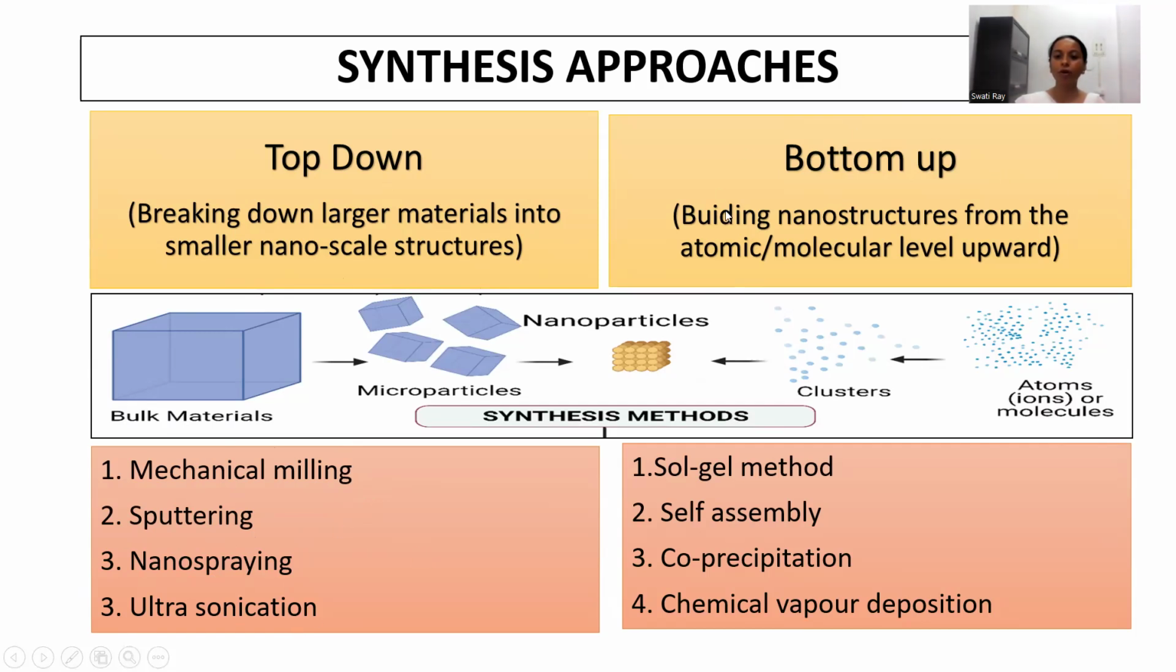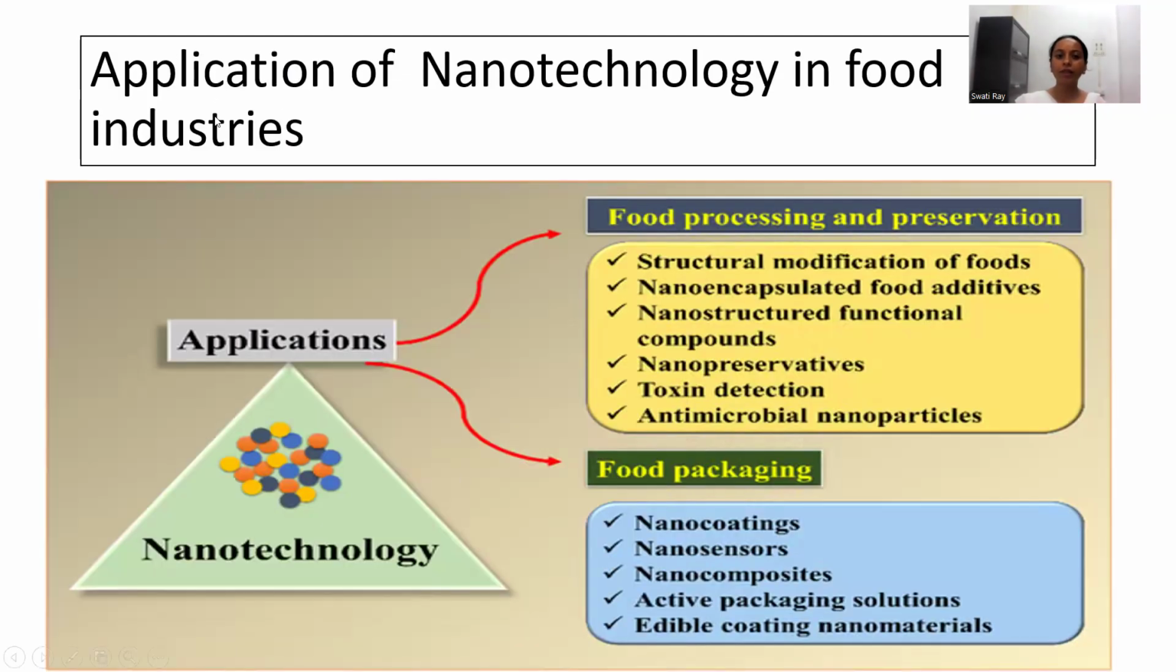And in bottom-up synthesis, the methods are sol-gel methods, self-assembly methods, co-precipitation methods, and chemical vapor deposition methods. So these are the basic examples of methods of different approaches. Now comes the application of nanotechnology in the food industry.